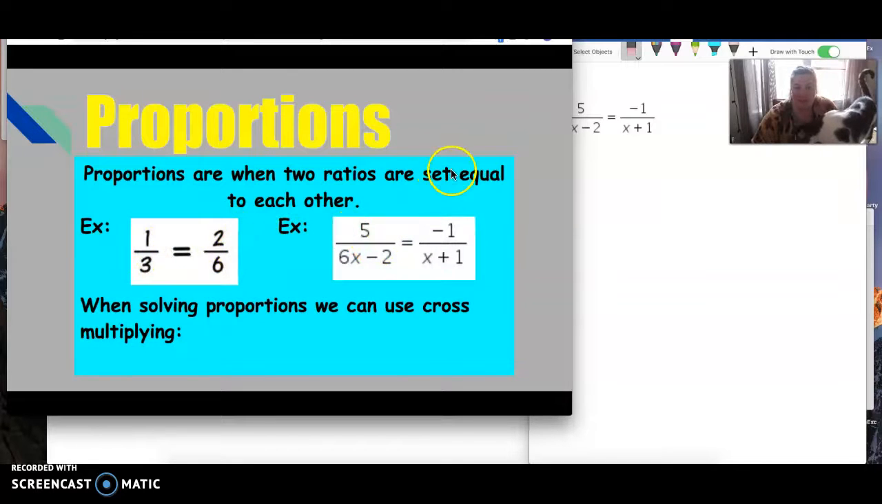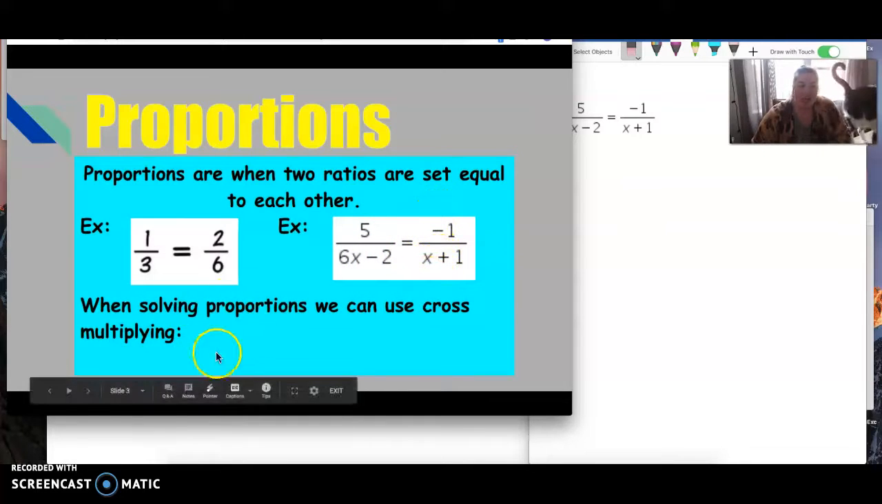What you would be seeing in 8th grade is something involved with variables, an algebraic expression. So in this example, we have 5 over 6x minus 2 equaling -1 over x plus 1. And when we solve proportions, we use cross multiplying. What's cross multiplying? Let me give you a reminder of what cross multiplying is.